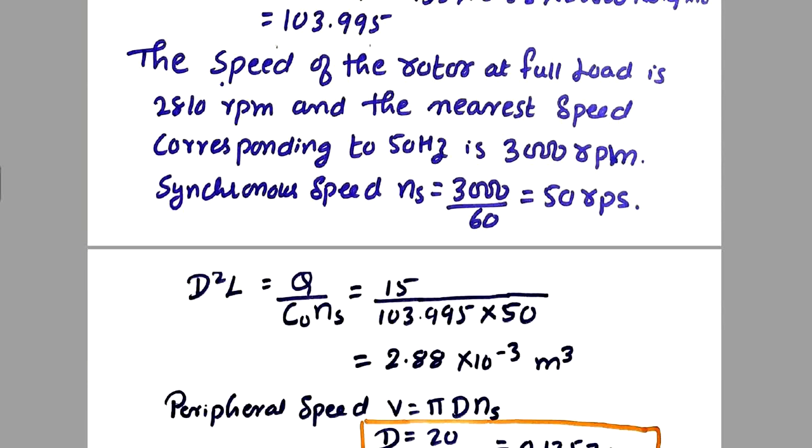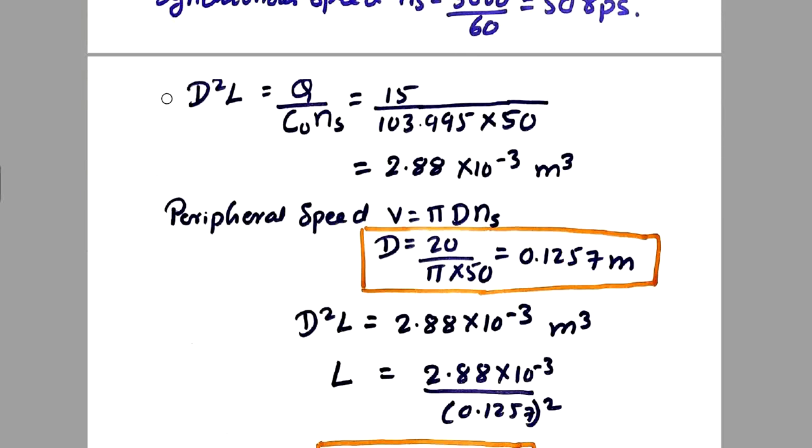So I convert it into RPS by dividing by 60, so it is 50 RPS. With the help of that, you can find D square L, which equals 2.88 into 10 raised to minus 3 meter cube. Why is it meter cube? D into D is meter square, into L is meter, so it is meter cube.